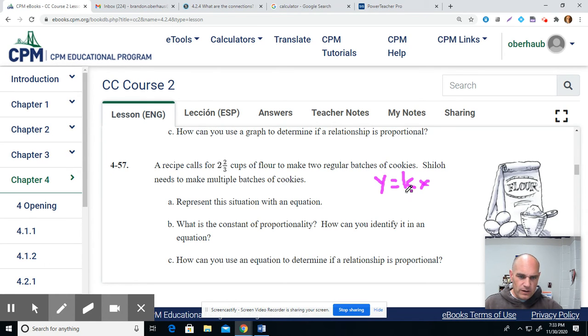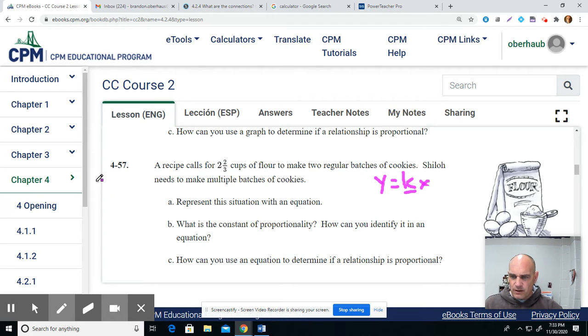All right, and we know that this k is always our constant of proportionality, or another word is it's our unit rate, or another word is this is our constant multiplier. So what I need to do is I need to find out what k is in this problem. I need to find the unit rate. Well, remember what it said, 2 2/3 cups of flour to make 2 batches of cookies.